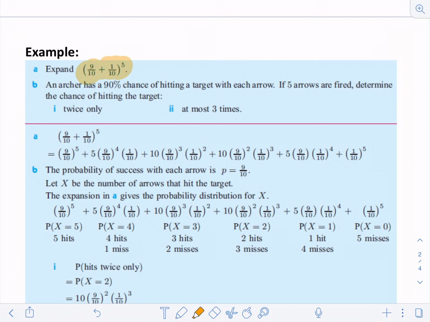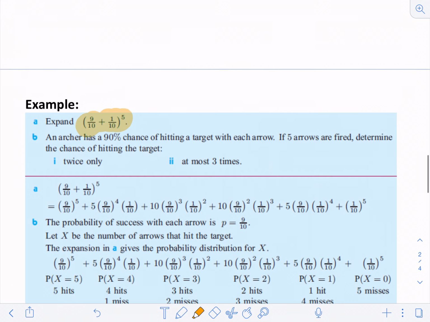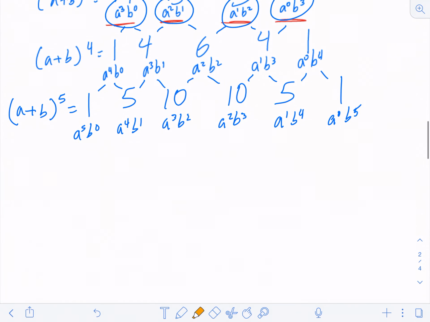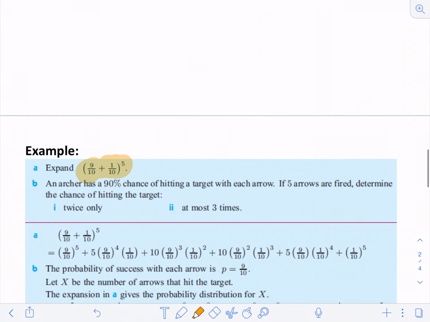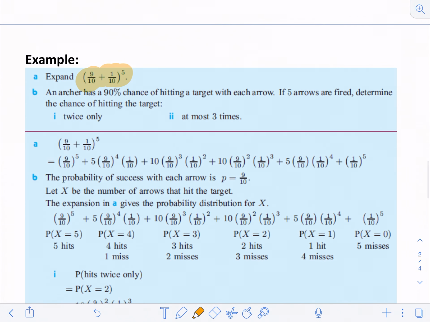So if I expand that using Pascal's triangle, let's go back up here to Pascal's triangle. This is my a plus b to the fifth power. And remember, my coefficients are going to be 1, 5, 10, 10, 5, and 1, right? And my individual terms, a and b, are a to the fifth, b to the 0, all the way down to a to the 0, b to the fifth. So if I expand it, don't I get this right here? The expansion of 9/10 plus 1/10 to the fifth is equal to this big expansion here.